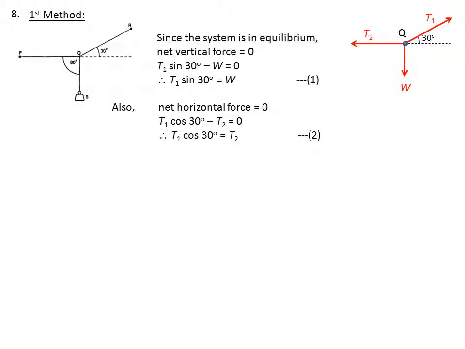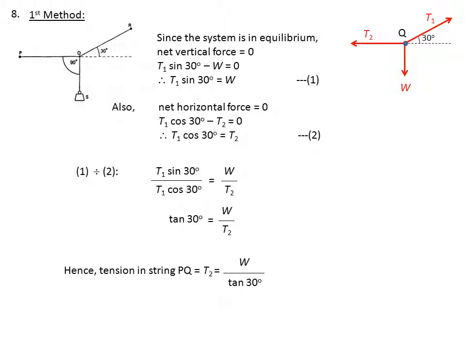So we have two simultaneous equations. Our aim is to find T2, the tension in string PQ. So we get rid of T1 by a division. Equation 1 divided by equation 2, we get this. T1 cancels and we get tangent 30 degrees is W upon T2. We're trying to find T2, so we just rearrange this equation and we get an answer for the tension in the string as W over tangent 30 degrees.